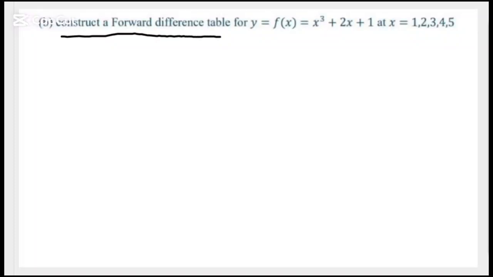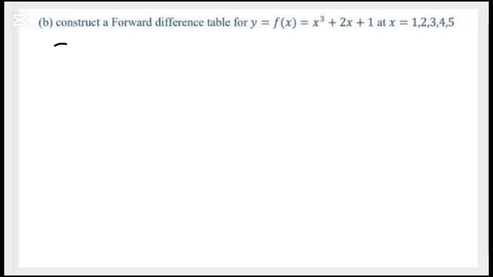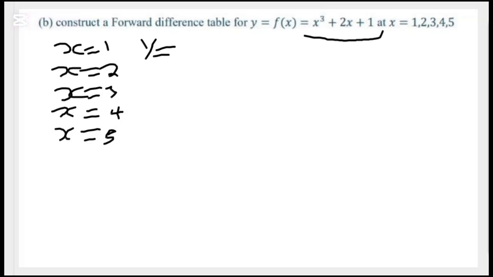Construct a forward difference table for y equals this function at x equals 1, 2, 3, and 4. So as you all know, I'm going to compute y for each x. You have to take note when x equals 1, when x equals 2, when x is 3, when x is 4, and when x is 5. My y should now be, if I substitute x equals 1 in this function, what should I get?